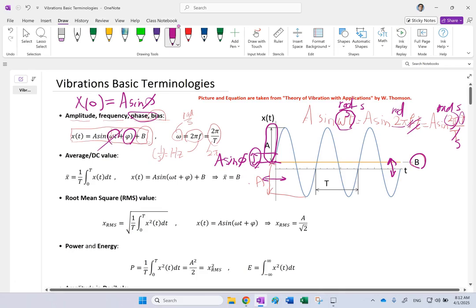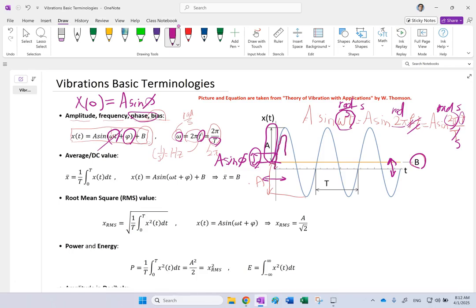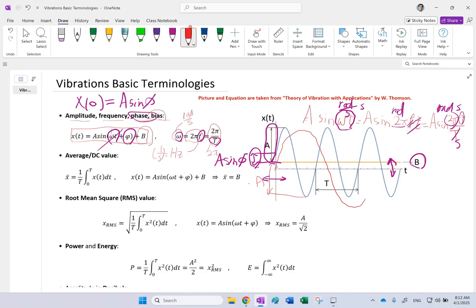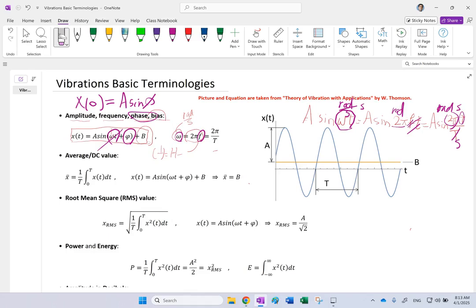And of course, the bigger the omega or the bigger the f, that means the smaller the T. So if a signal has higher frequency, you expect it to have shorter periods. So if I want to draw a signal with higher frequency, I have to basically do the cycles faster. And if I want a lower frequency, then I have to make the periods a little bit longer, right? So this is a lower frequency, but bigger what? Bigger period. So these are the first few important definitions.